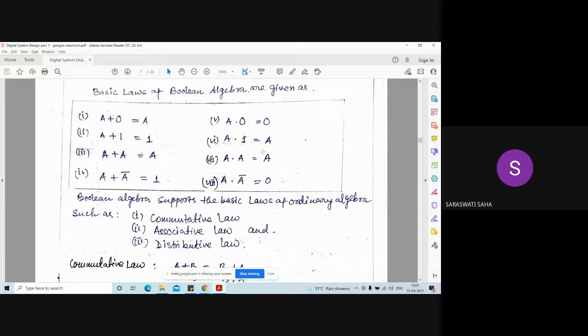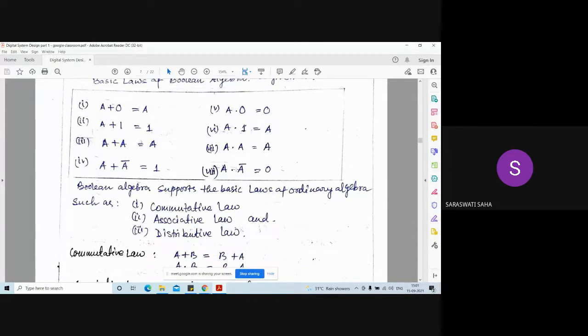Do it. A dot A, A. A dot A bar, 0. A dot 0, 0. A dot 1, A. A dot A bar. Check, if it is 0, it will be 1. That is, when dot, if one input is 0, another is 1, output will be 0. So A dot A bar is 0.